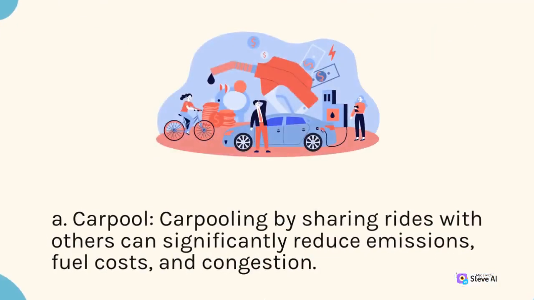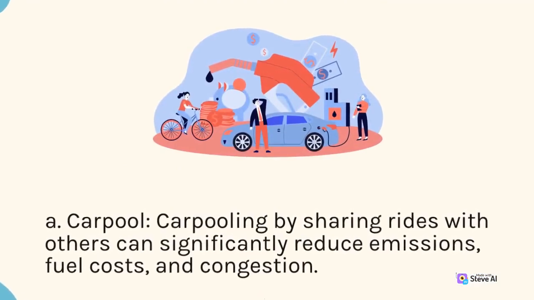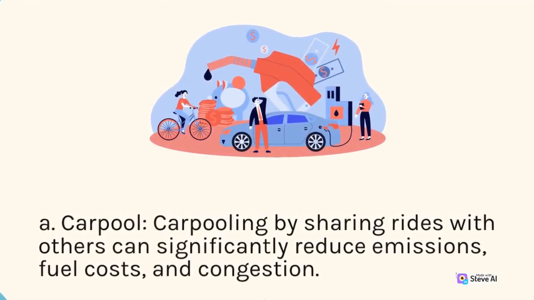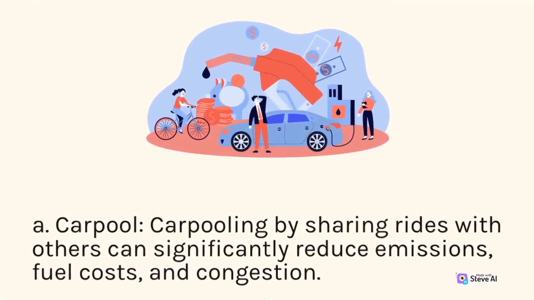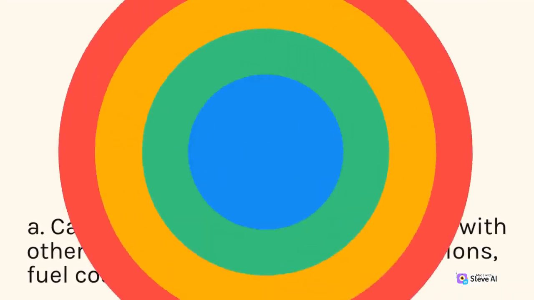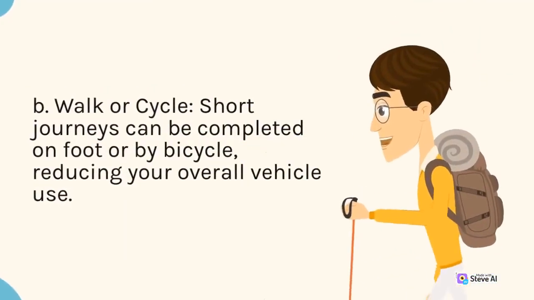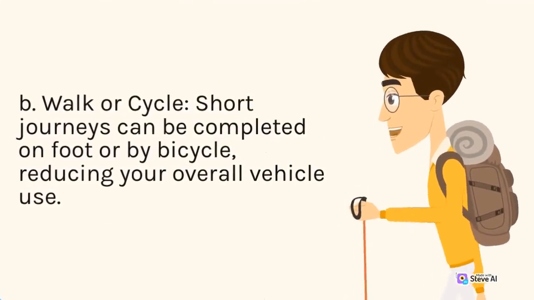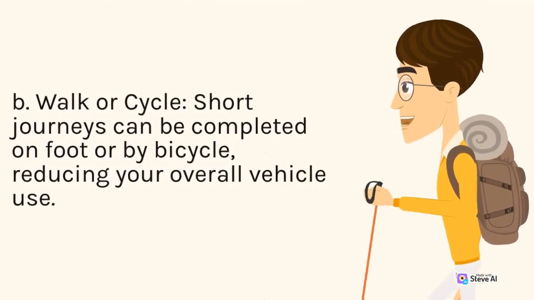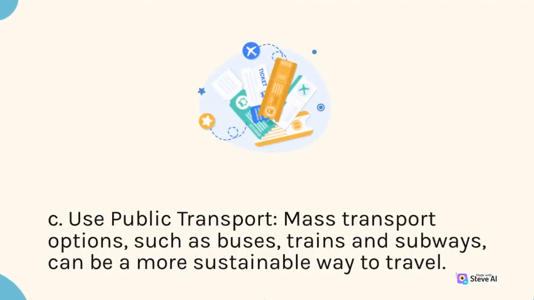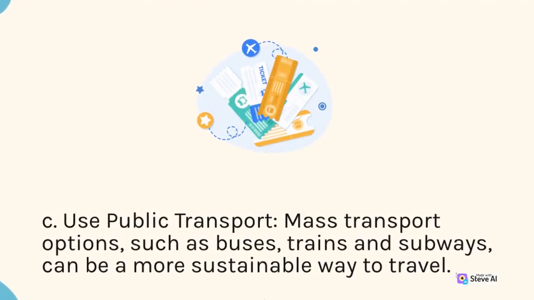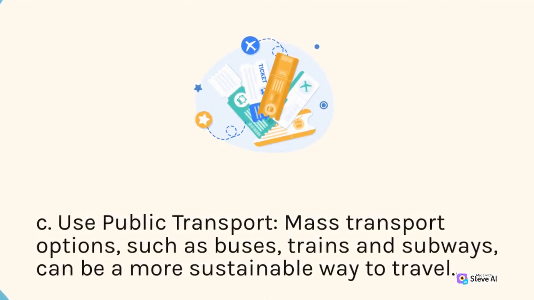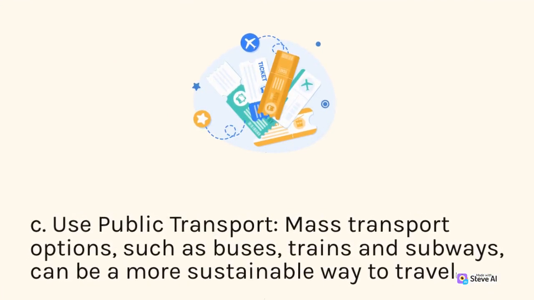A. Carpool. Carpooling by sharing rides with others can significantly reduce emissions, fuel costs, and congestion. B. Walk or cycle. Short journeys can be completed on foot or by bicycle, reducing your overall vehicle use. C. Use public transport. Mass transport options, such as buses, trains, and subways, can be a more sustainable way to travel.